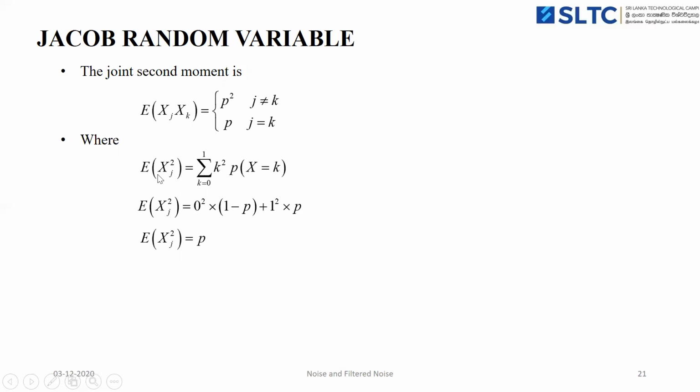Because expectation of Xj squared equal to summation k varies from 0 to 1 of k squared into P of X equal to k. Now we can expand the summation by substituting the probability function and the result of the experiment. The first term will be 0. The second term is 1 squared into p, which becomes p. That's why when j equal to k, the joint second moment of the Bernoulli random variable equal to p. Thank you.